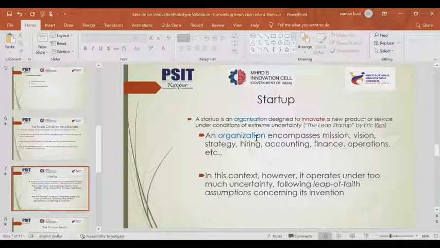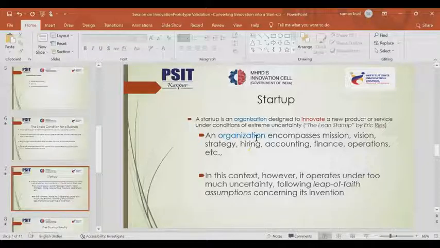Okay, so we consider a startup as an organization designed to innovate a new product or service under conditions of extreme uncertainty. A startup may encompass a mission, vision, strategy, and hiring employees to make a team to deal with the various departments inside the business. So a startup may contain a hiring team, an accounting or finance department, and operation strategies. It operates under too much uncertainty.